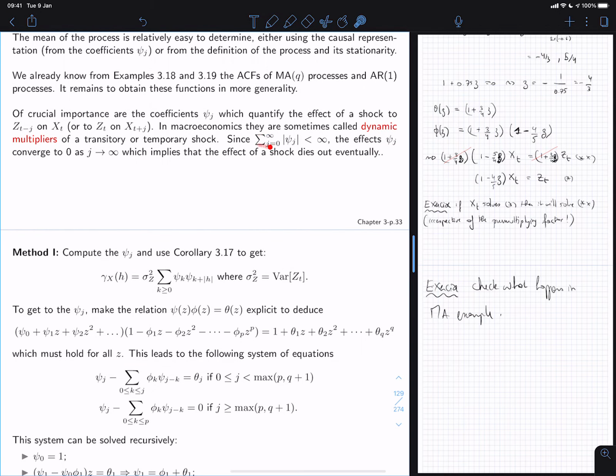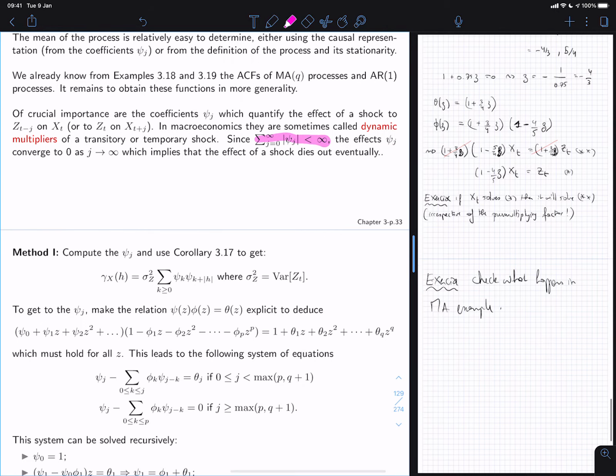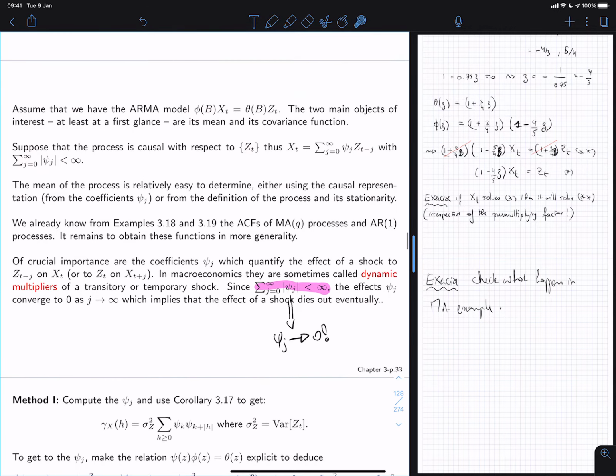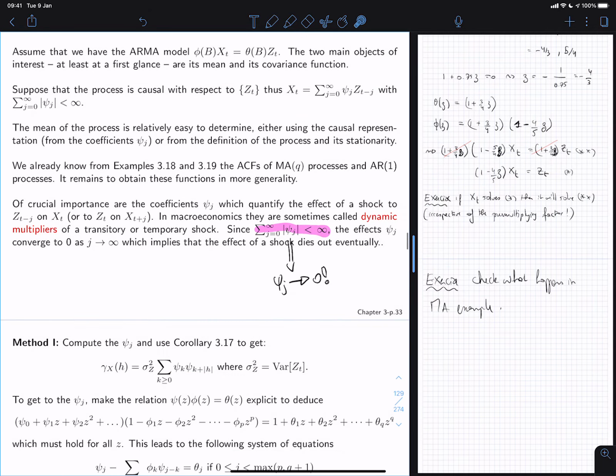We also know that this sequence is such that the corresponding series converges absolutely, and in particular, if this is true, well then necessarily psi j goes to 0. Therefore, the coefficients of the zt's in the representation, well, they will always be going to 0. We don't know how, but they will be smaller and smaller and smaller.